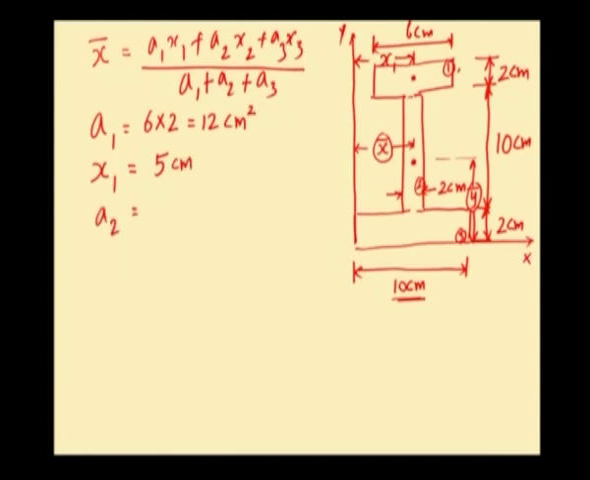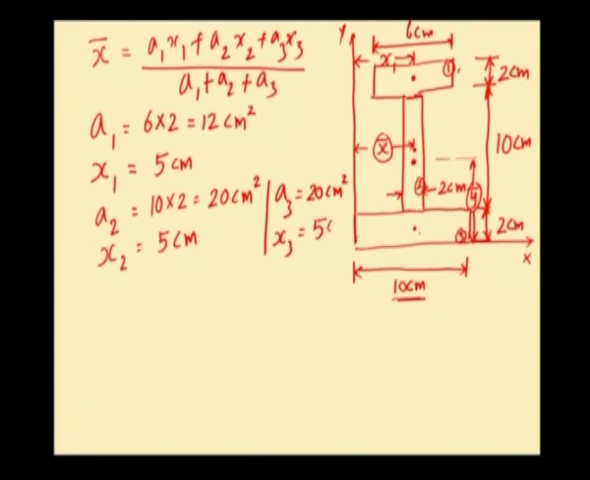A2, the area of the second rectangle: the height of the second rectangle is 10 centimeter as per the figure, so it is 10 into breadth 2, so 20 centimeter square. x2: let this particular point be the CG of the second rectangle. The distance of the CG of the second rectangle from the left end line, that is the y axis, will once again be 10 by 2, which is 5 centimeter. Next, we shall calculate area A3, the area of the third rectangle, which will be 10 into 2, 20 centimeter square. x3: this dot is the CG of the third rectangle, and its distance from the left end line will be the same 5 centimeter once again.